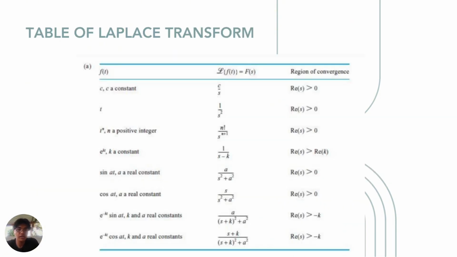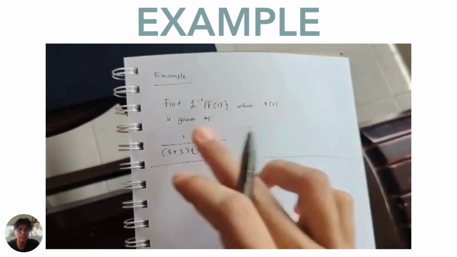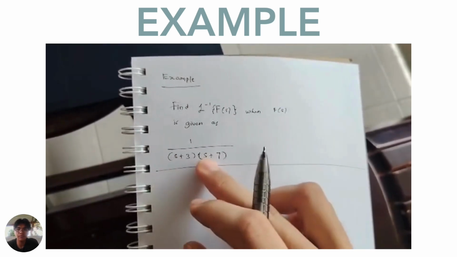Okay, so when solving a Laplace transform, it is important for us to know the table of Laplace transforms by heart. So it's easier for us to solve Laplace transform or inverse Laplace transform questions in the future. All right, so let's look at an example. For the first example, find the inverse Laplace transform of F(s) when F(s) is given as 1 over (s plus 3) times (s plus 7).